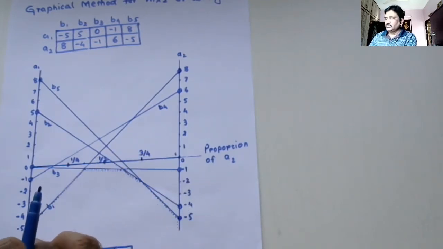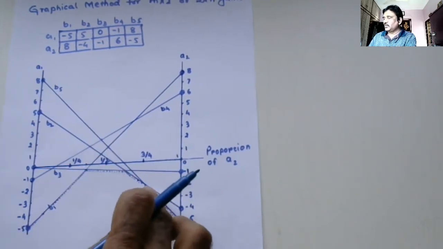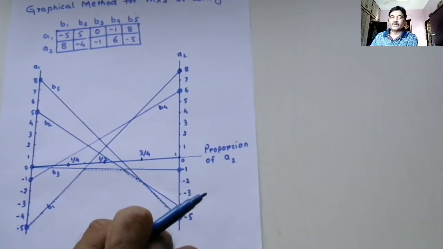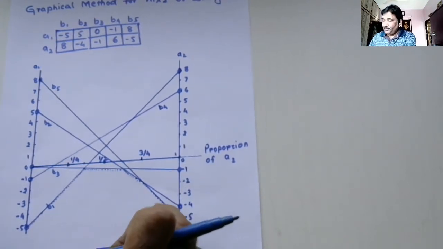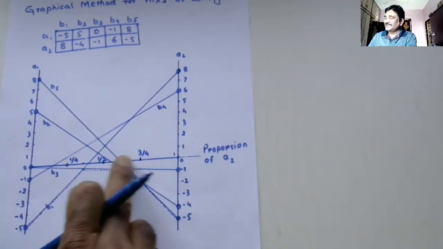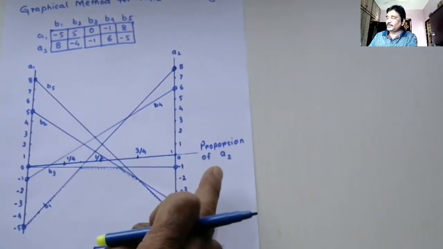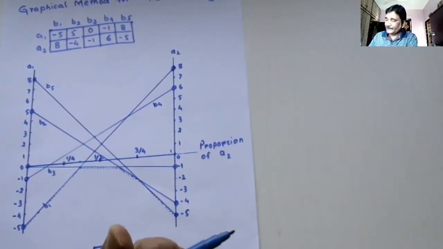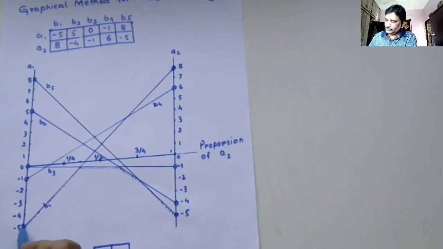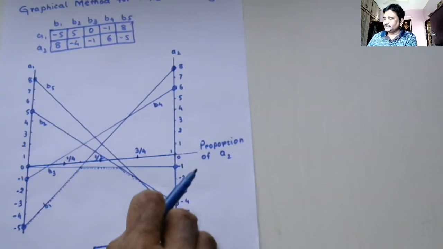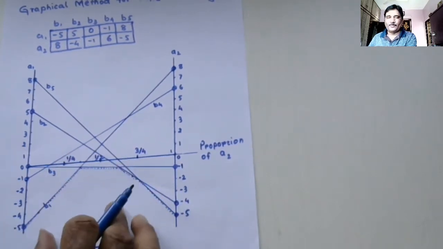Okay, but I took this chance to explain to you all the dynamics of switching of the courses of action by player B in response to changes in the proportion of course of action A2 by player A. Okay, so soon you come to know that B1 will get selected. This is the zone of play of player B.